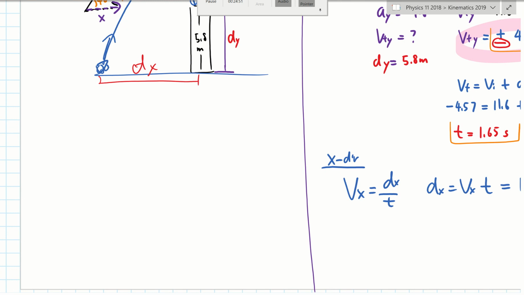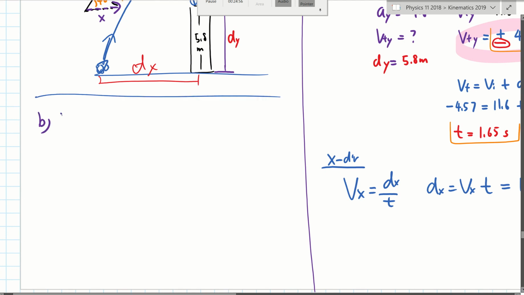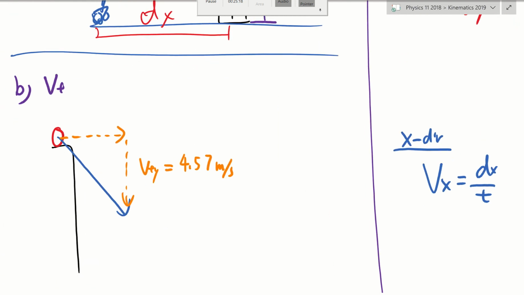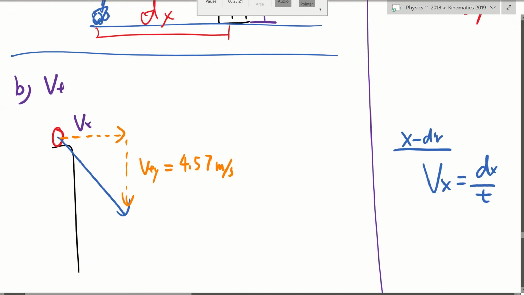Okay, so part B, final velocity, which is a standard issue thing. So the object lands on the building, which goes this way. It has two components, x and y component. The y part is from our calculation, 4.57. So we had to get that for our time. The x part is the same x from the beginning, 13.83.